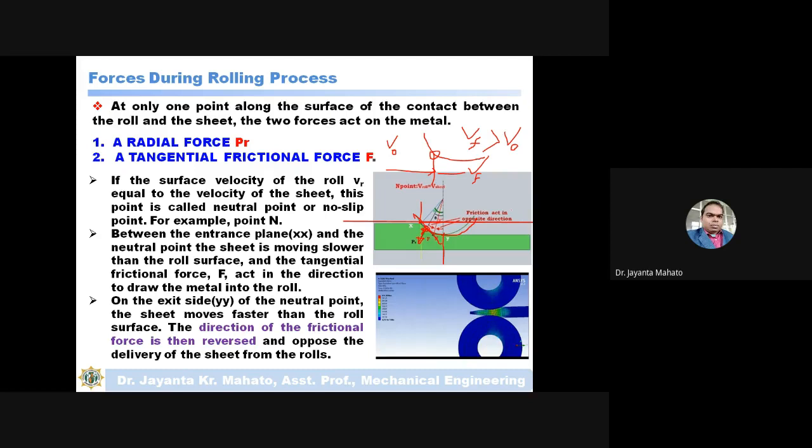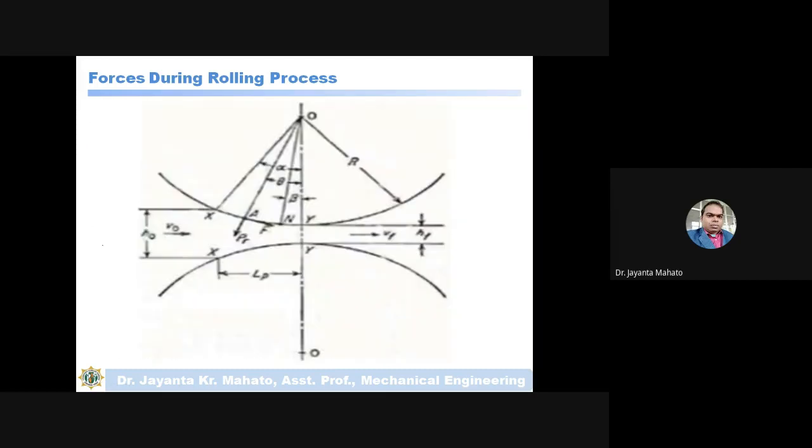and after the neutral point, at the exit side, the velocity of the sheet metal, denoted by vf, will be more compared to the velocity of the rollers. And the direction of the frictional force is reversed and opposes the delivery of the sheet from the rolls.